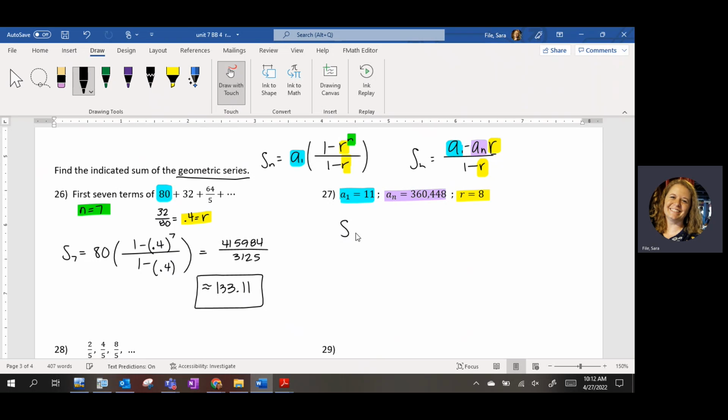So the sum will be the first term minus the 360,448 times 8, all over 1 minus 8.